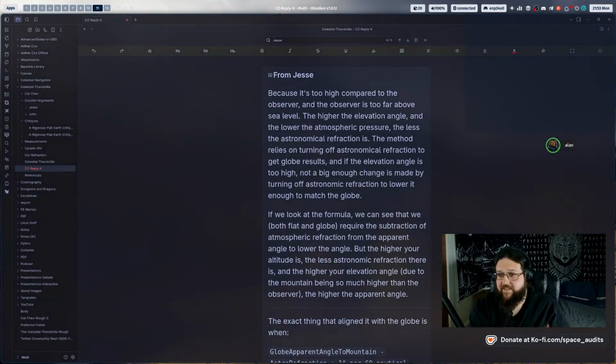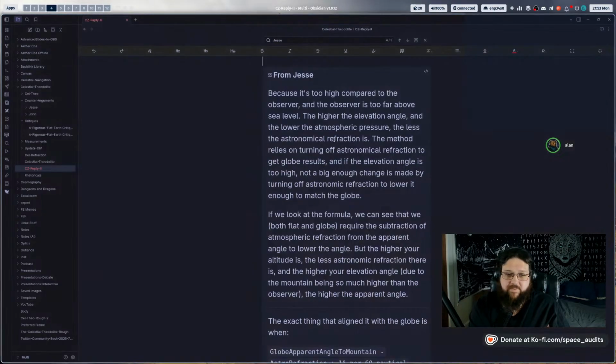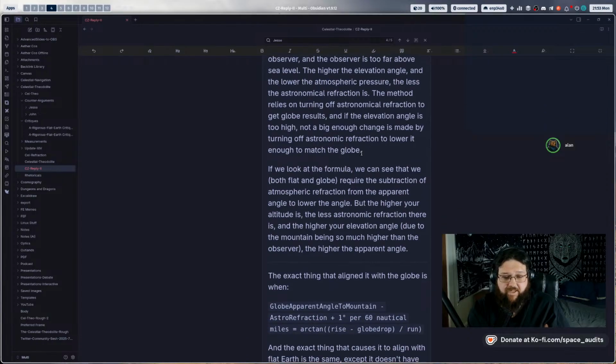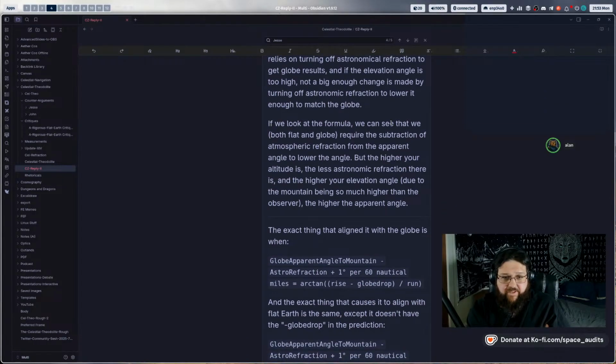Now, it's funny that he instantaneously remembered what he said, after he was just like, oh, what do you mean? Let me ask you all these more hypothetical questions. So hilarious. Anyway, the higher the elevation and the lower the atmospheric pressure, the less atmospheric or astronomical refraction there is. The method relies on turning off atmospheric refraction to get globe results. And if the elevation is not high enough, then the change made by turning off atmospheric refraction will not be enough to match the globe. If we look at the formula, we can see that both the flat Earth and globe require the subtraction of atmospheric refraction. That's not true at all.